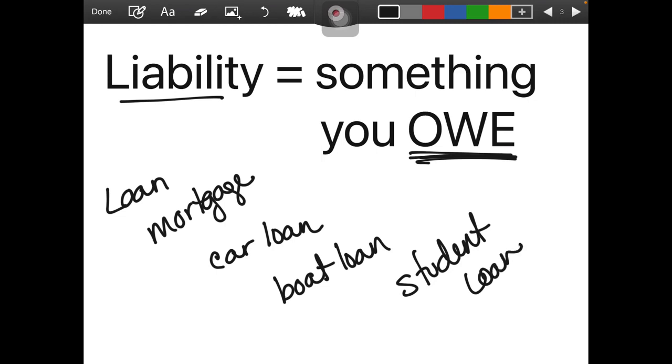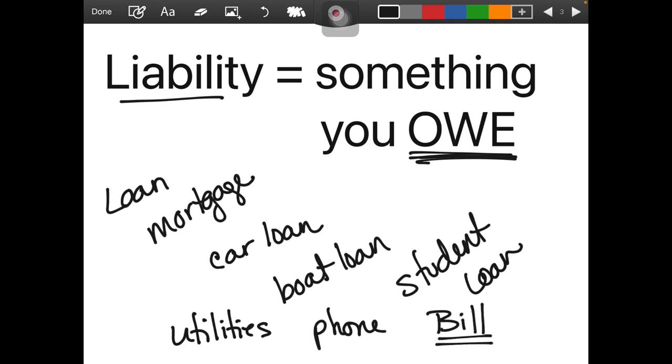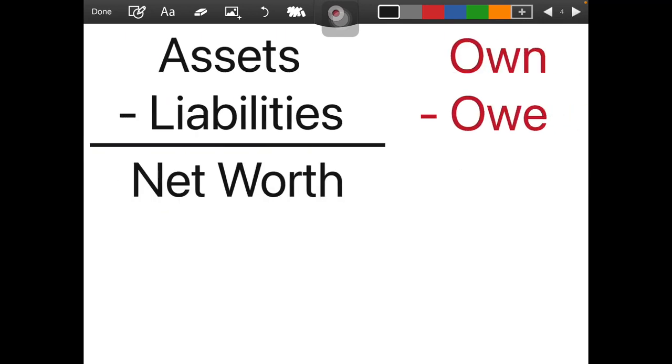This can also be your electricity, your water, your utilities on your house. This can be your phone bill. Anything that is a bill is something that you owe somebody else money. So that is considered a liability.